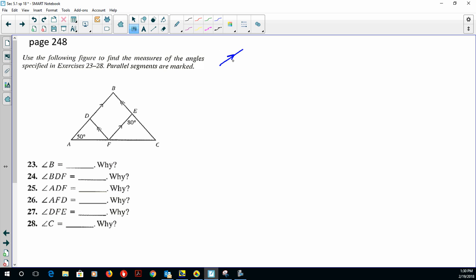Okay. I'm going to go ahead and write down some things I already know here, whether we need them or not. If this is 80, then that's 100. Okay. Now, let's see. What do we know about this? I'm going to extend a few things here.